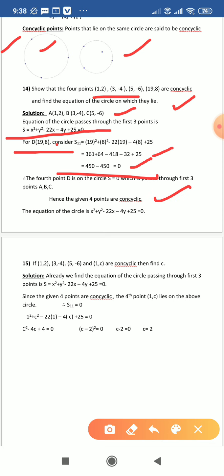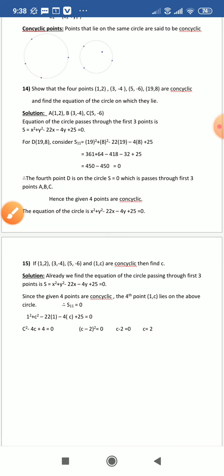Okay. What is the circle? This circle is nothing but the circle that passes through 3 points. So the equation of the circle passing through 3 points is x square plus y square minus 22x minus 4y plus 25 is equal to 0. This is an important problem in IPE. But here we must first find the equation of the circle that passes through the first 3 points. Okay.